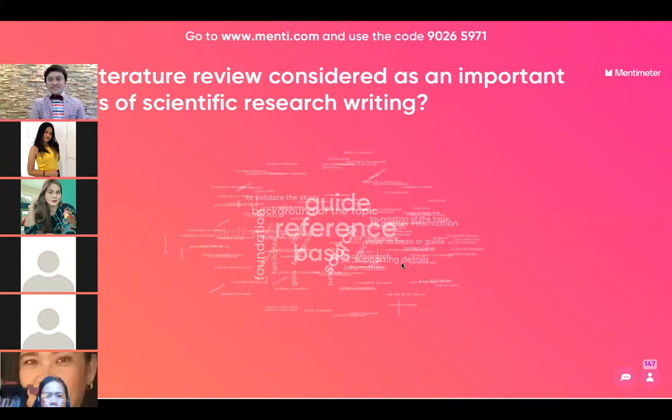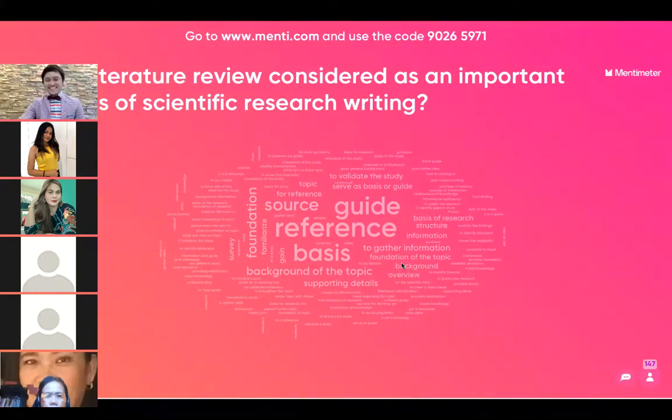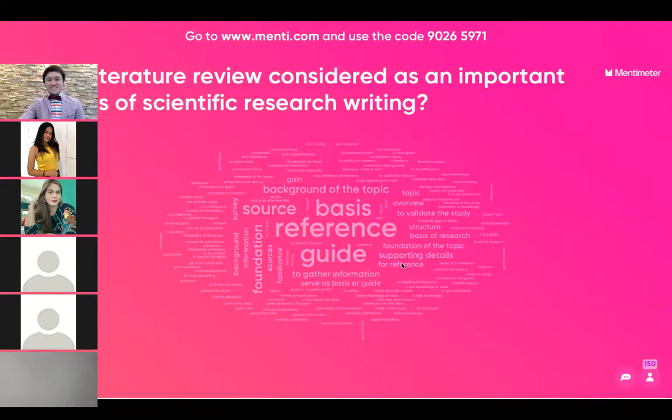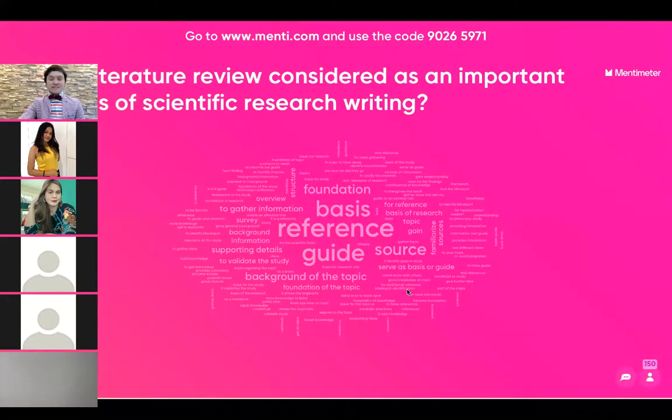Hindi lang kayo nagbubutas ng bangko, or hindi lang basta nanonood sa ating klase. Dapat mag-participate kayong lahat ngayon.